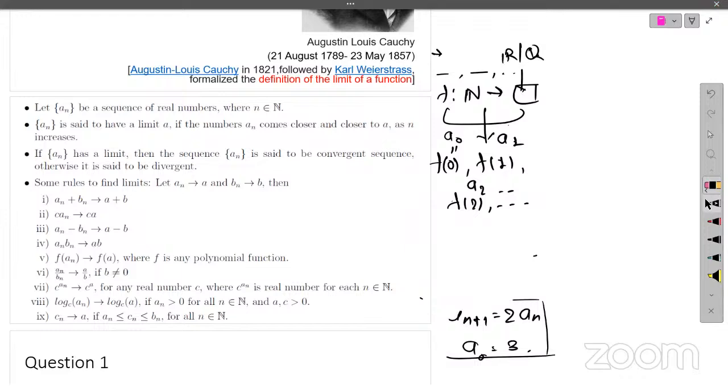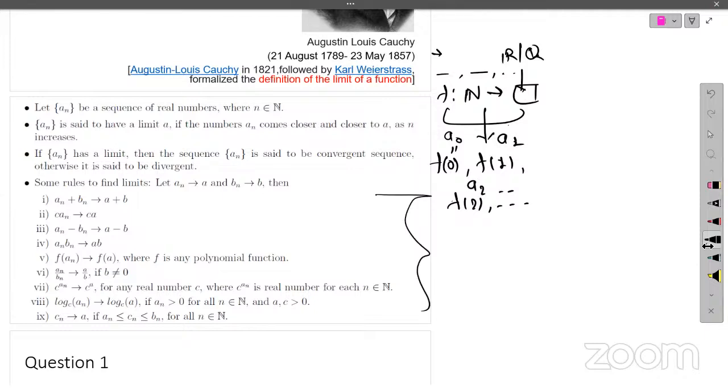Now let's recall some of the facts quickly, and then we will solve some questions related to sequences. So the main point here is these facts, this theorem. What does this theorem say? It says that if we have sequences an and bn, where an is converging to a and bn is converging to b, then with the help of these two sequences, we can evaluate many other sequences.